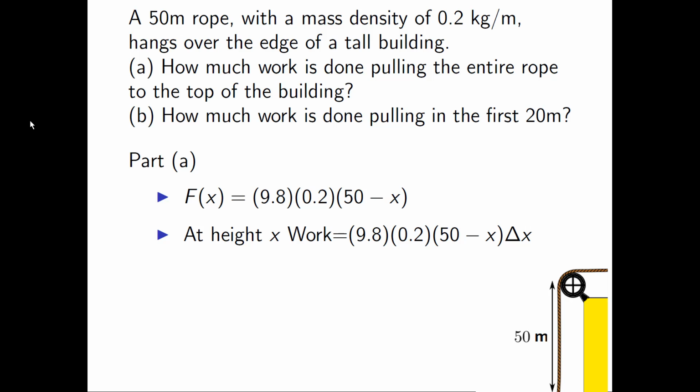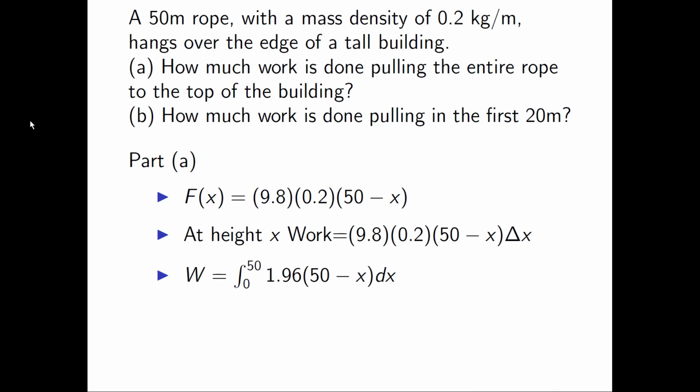Therefore, at the height x, the amount of work we have to do to pull up the rope, just a small amount, delta x, will be given by this. We multiply the force by the distance, and that will give us the work. And of course, what we saw from the key idea, that's going to result in this formula.